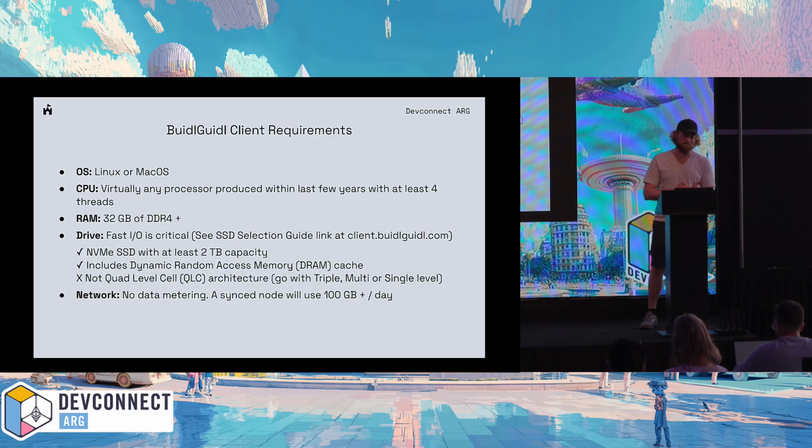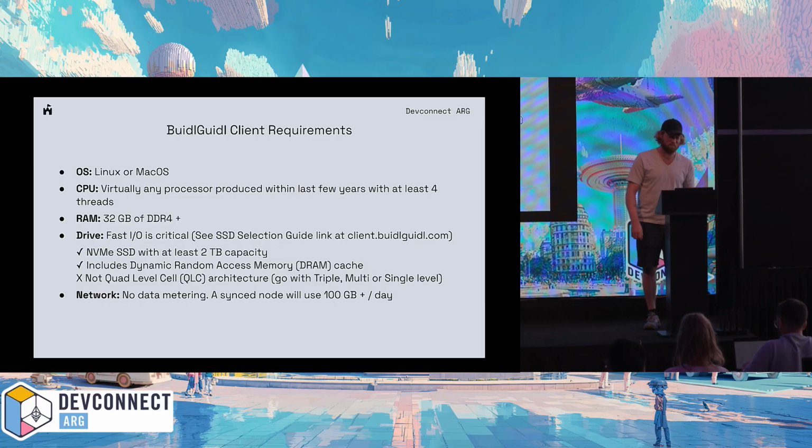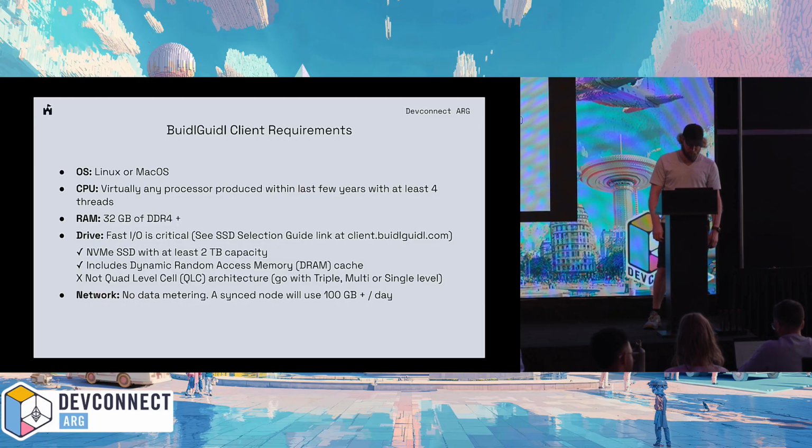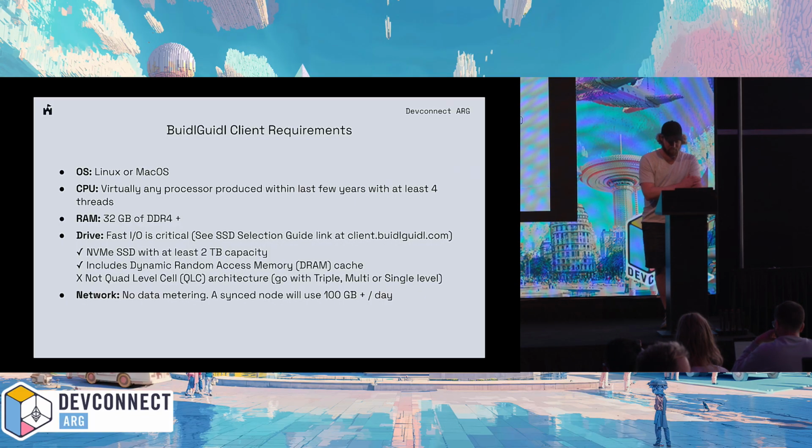We did some testing with 16, and it worked for a while, and then we'd get random crashes. And RAM's cheap, so just get 32. The drive selection is a little bit more tricky because these clients are doing a lot of reads and writes. So you want to be a little more picky on that. You're going to want an NVMe SSD with at least 2 terabytes. Talk a little bit more about that later. And you'll want to make sure the drive includes a DRAM cache, which helps with speed quite a bit.